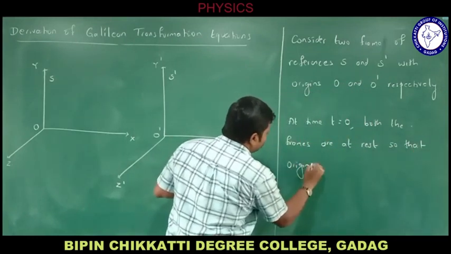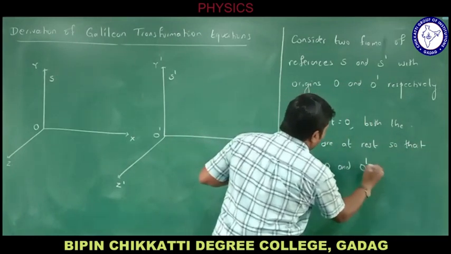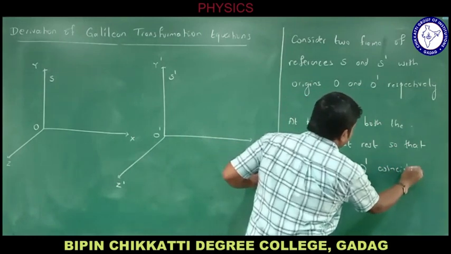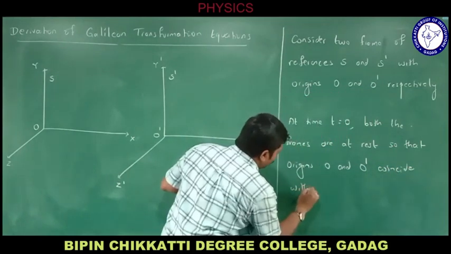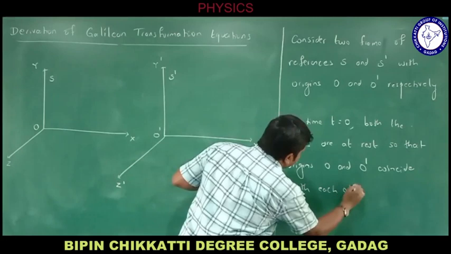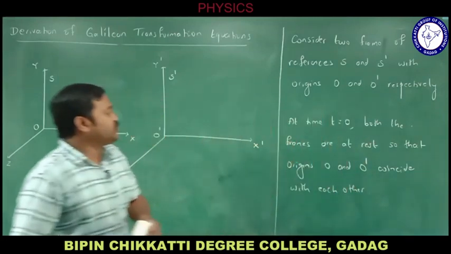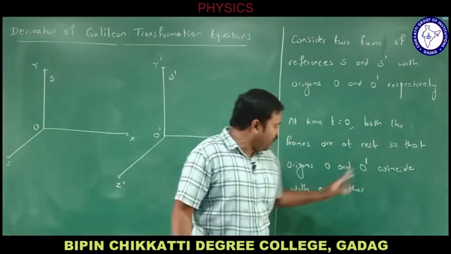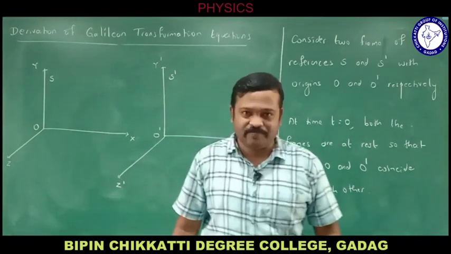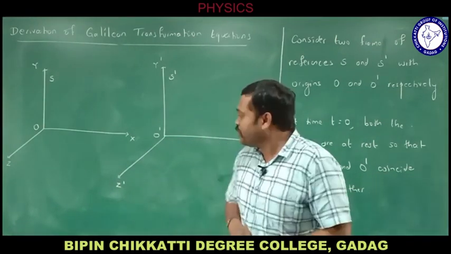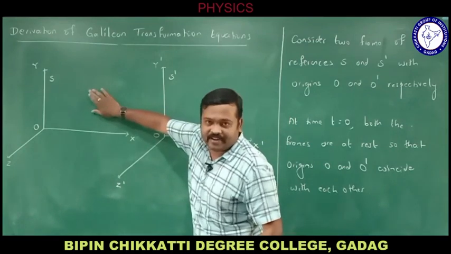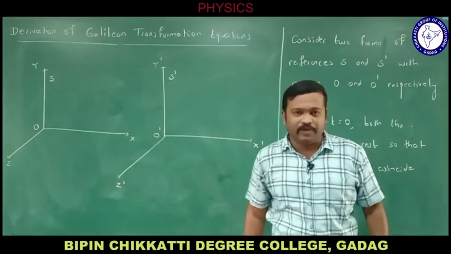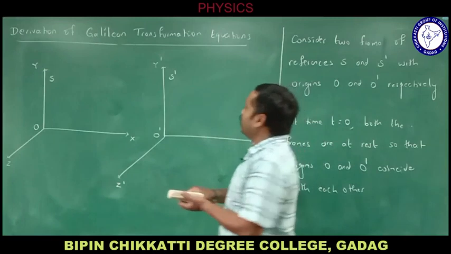So at time t equal to 0, both the frames are at rest, so that the origins O and O dash coincide with each other. As I have already told you, one frame I will be taking at rest, and one frame let me consider is moving, with a uniform speed.